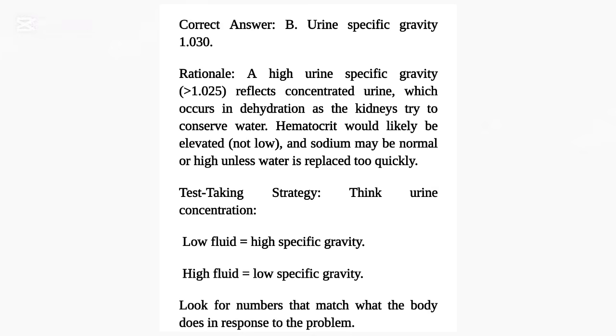Rationale: a high urine specific gravity reflects concentrated urine, which occurs in dehydration as the kidneys try to conserve water. Hematocrit would likely be elevated, not low, and sodium may be normal or high unless water is replaced too quickly.